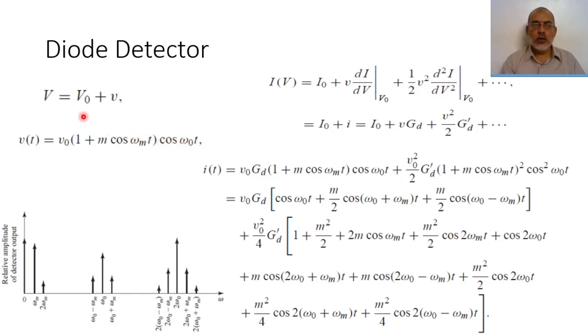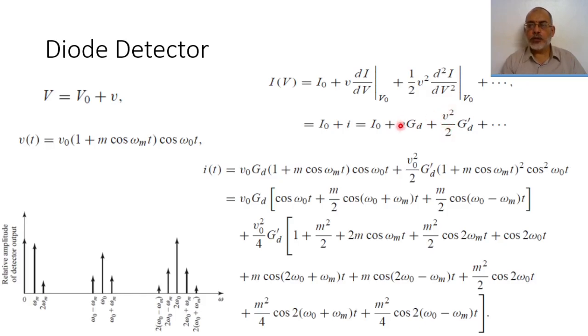We are going to use this voltage and this equation. In this case, the output current of the diode would be the DC current I naught plus the small signal current small i. This small signal current would be proportional to the dynamic conductance of the diode multiplied by v plus the first derivative of the dynamic conductance, g_d dash, multiplied by v squared over 2.